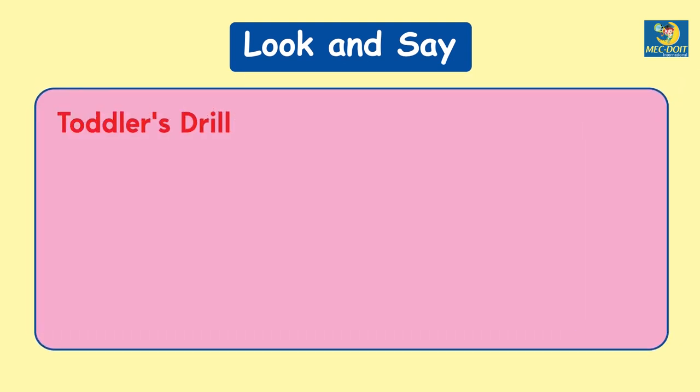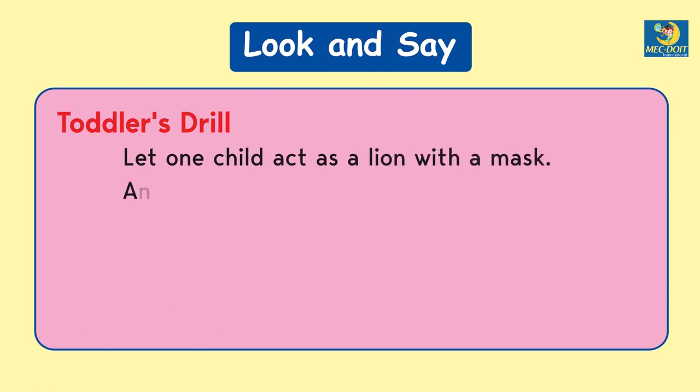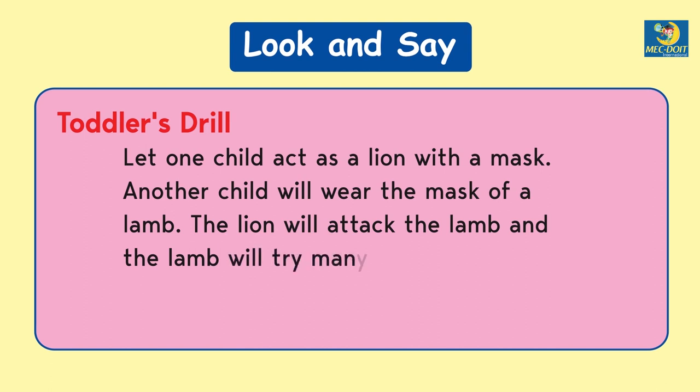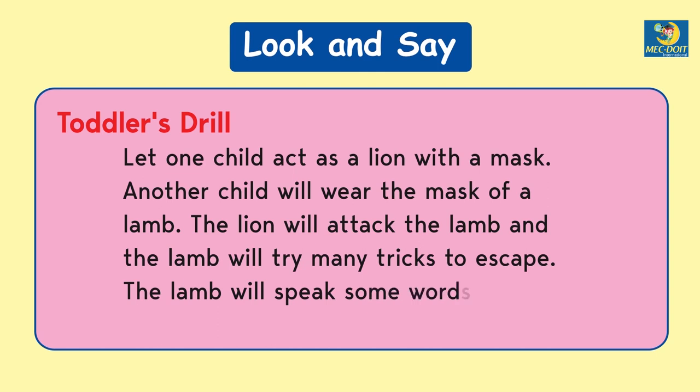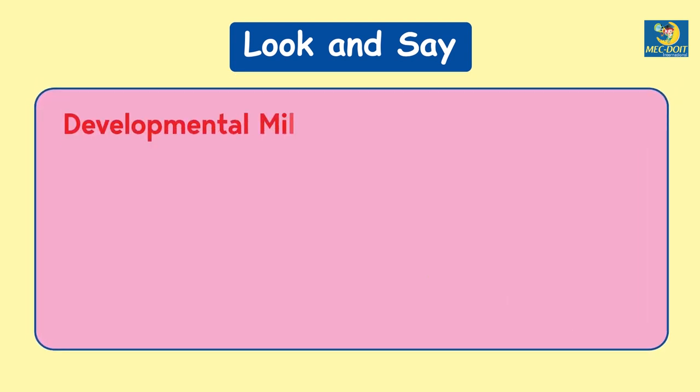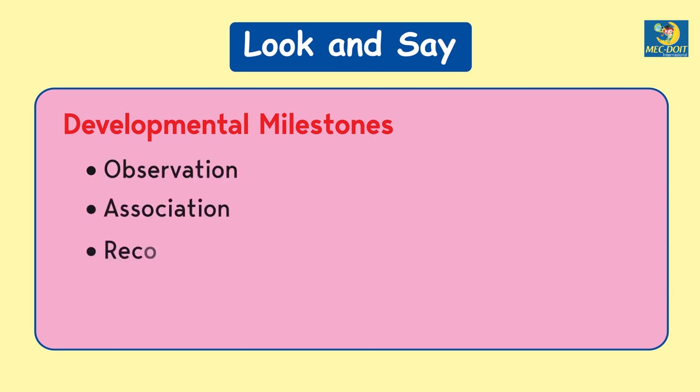Toddler's drill. Let one child act as a lion with a mask. Another child will wear the mask of a lamb. The lion will attack the lamb and the lamb will try many tricks to escape. The lamb will speak some words of request. Help them speak them correctly. Developmental milestones. Observation. Association. Recognition.